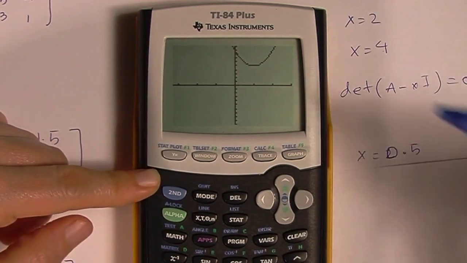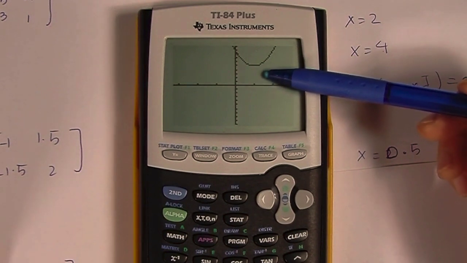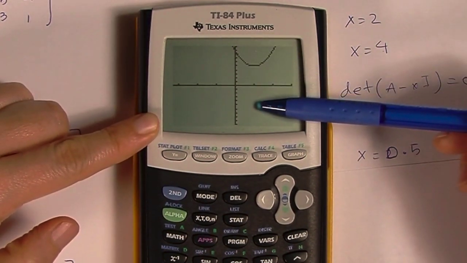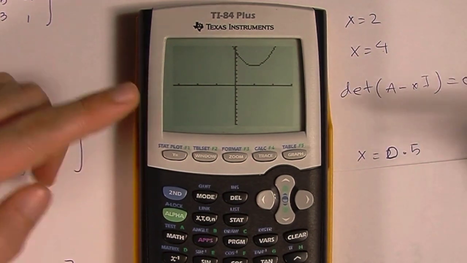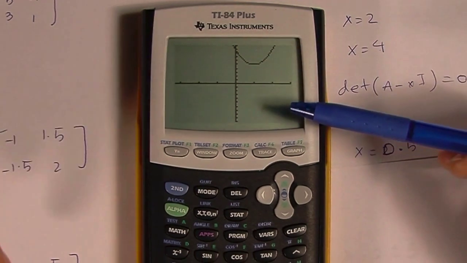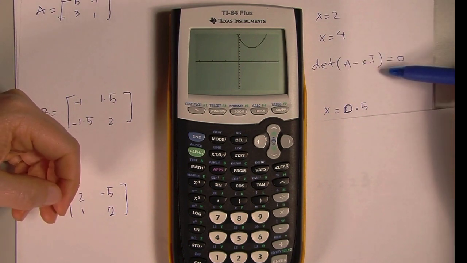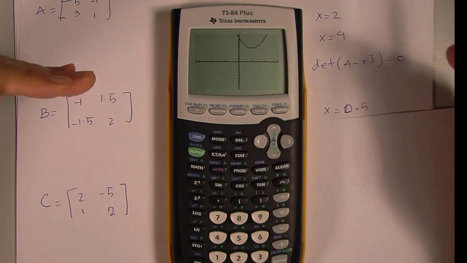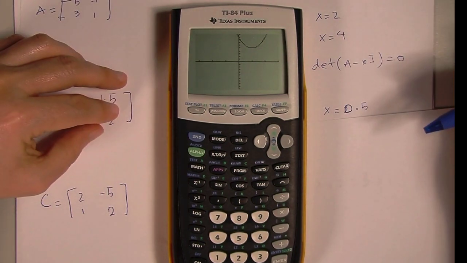This time the polynomial, the parabola, because this is 2 by 2, degree is 2, the parabola does not touch the x-axis. Therefore, the solutions to determinant of A minus xI equal to 0 are only complex numbers.